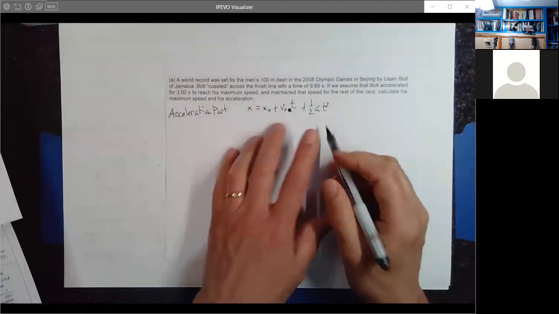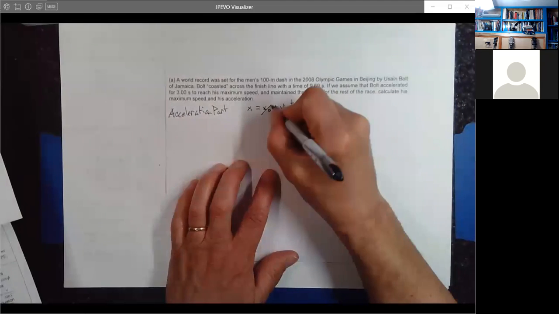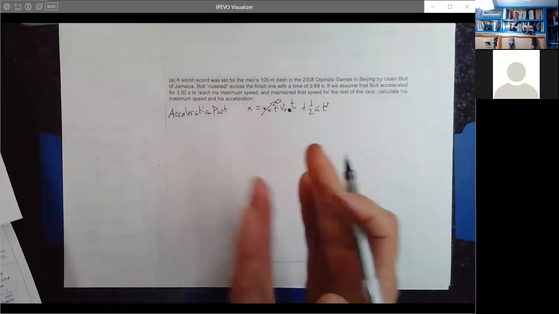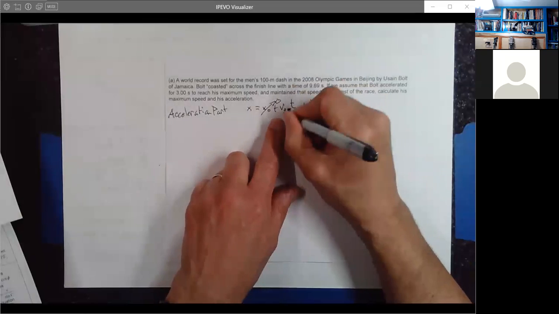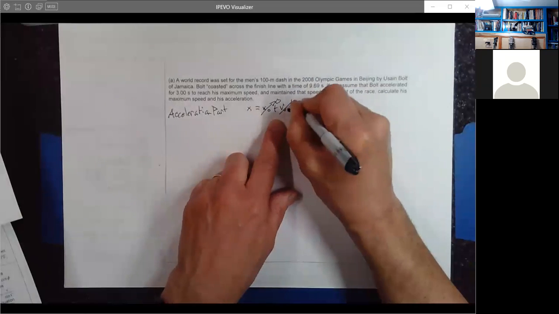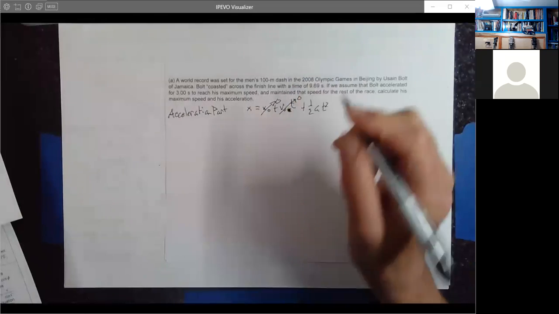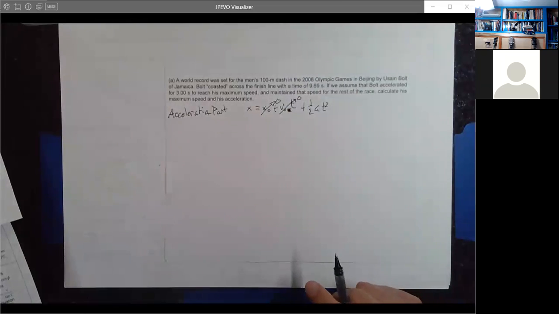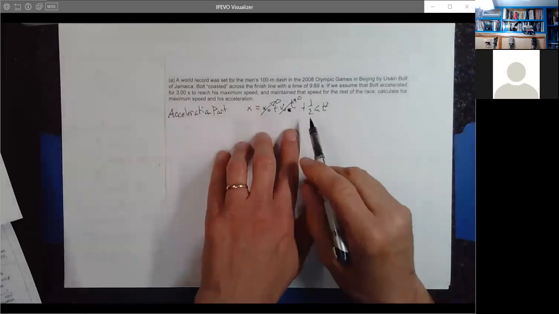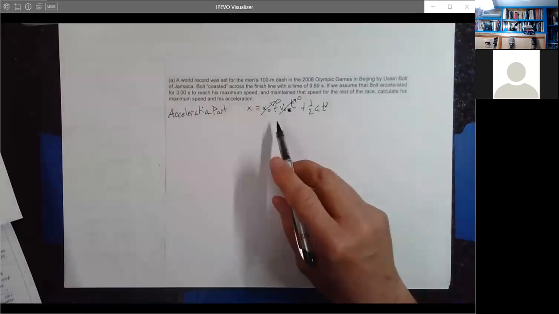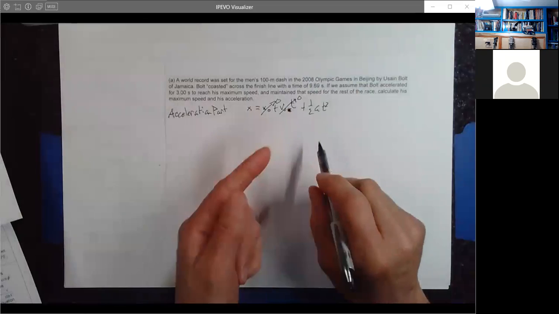Okay, so that's what's going on there, but I'm going to let x naught be 0. That's the starting line of the race. V naught is 0. You can't get a running start in a race like this. I don't know if you've ever watched those things. People will try to, and you'll see all sorts of false starts in these races. So x is just 1/2 a t squared.